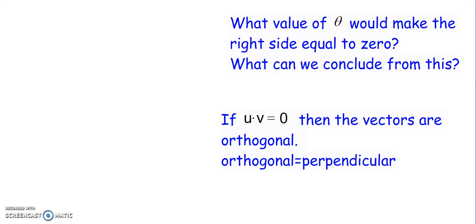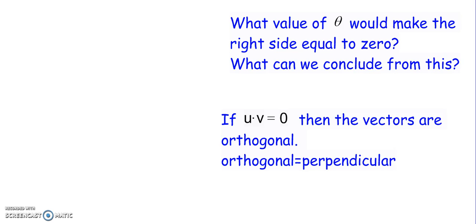If u dot v is 0, then the vectors are orthogonal, and a nice way to think of orthogonal is perpendicular. That's something you've heard before, a 90-degree angle. If the dot product is 0, then it is a guarantee that the two vectors are orthogonal. Or if you don't like orthogonal, perpendicular would work well.